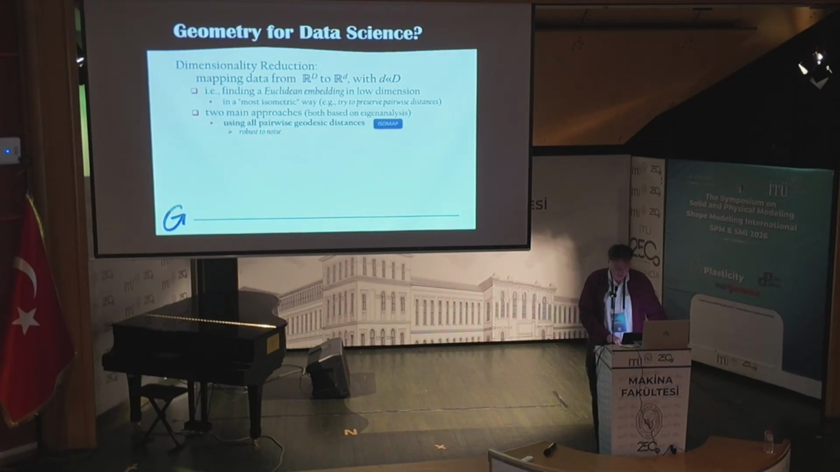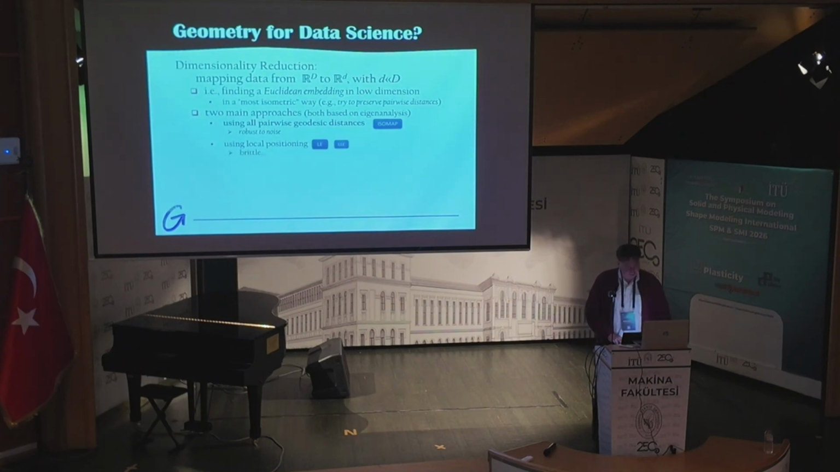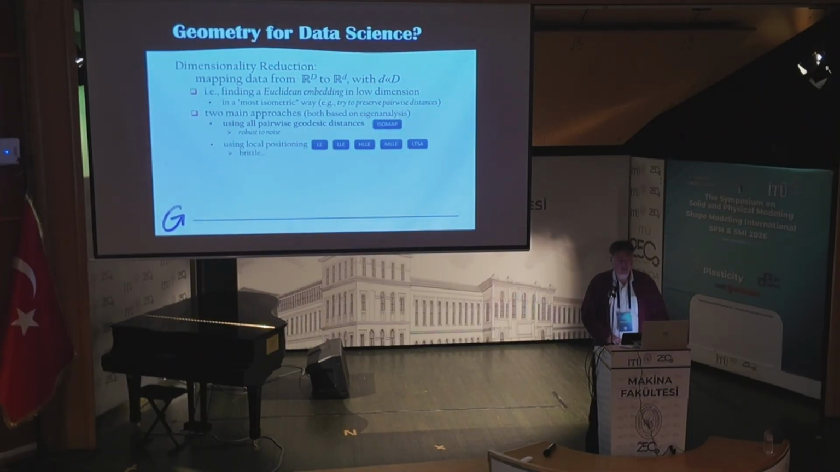And this one is most probably the one that is used the most because it's very robust to noise, because you really take into account every distance, basically every pair of distances. And then there have been methods that are much more economical in the sense that they only look at your direct neighbors. There's a huge amount of them, from Laplacian embeddings to locally linear embedding, etc. The problem is that they become very brittle.